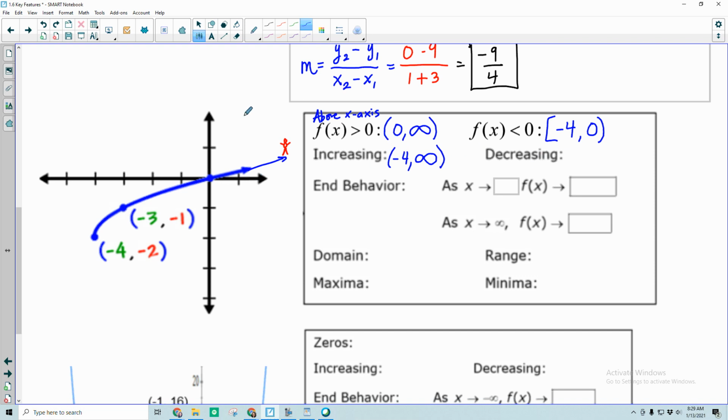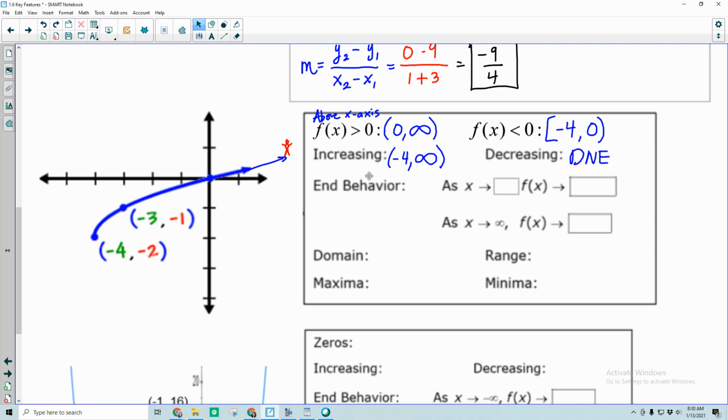Decreasing. Now this is a little bit weird, but because he's just going to keep walking up forever, it doesn't look like there's any point where he's going to slide down. There's no place in the function where the slope is negative. So since there's no place where it's decreasing, we would say this does not exist. Does not exist, D and E.